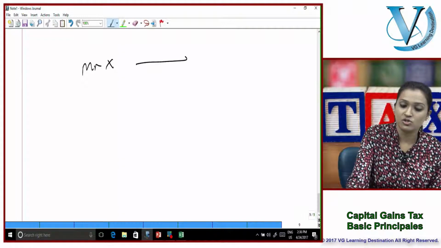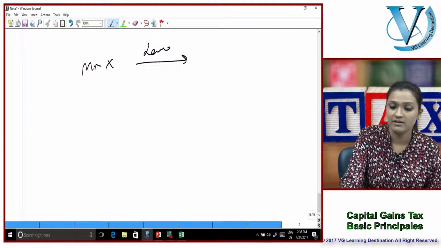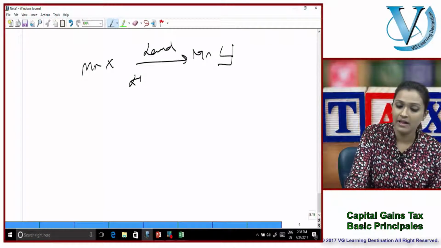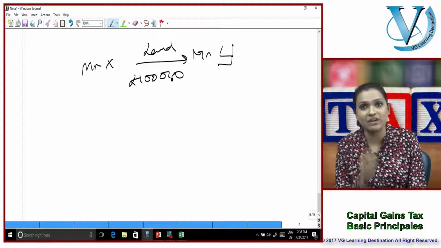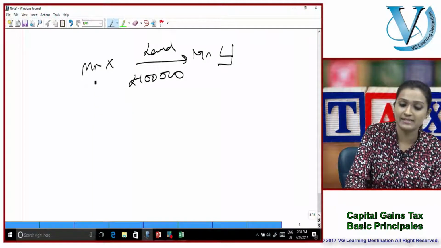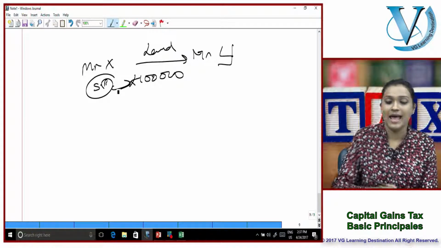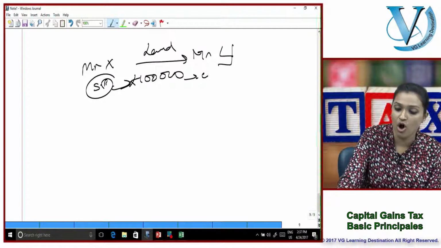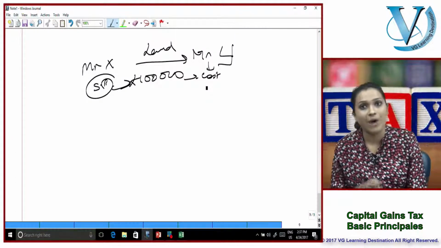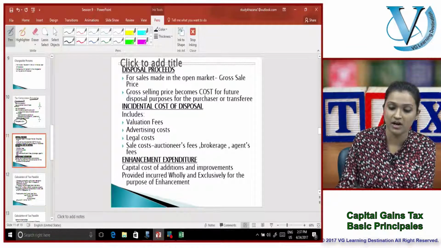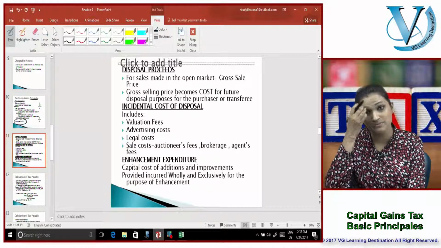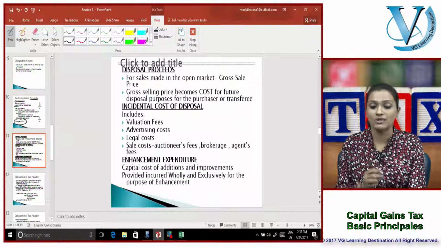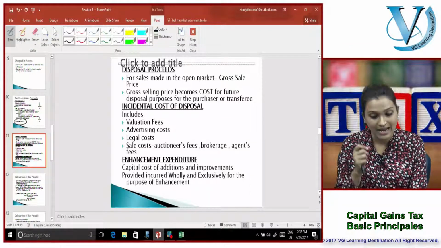Mr. X sold a particular piece of land to Mr. Y for say £100,000. Now this £100,000 is the selling price for Mr. X. The same £100,000 is the purchase price or the cost to Mr. Y. So this is what we are referring to here, that gross selling price becomes the cost for the future disposal purposes for the purchaser or the transferee of the particular asset.